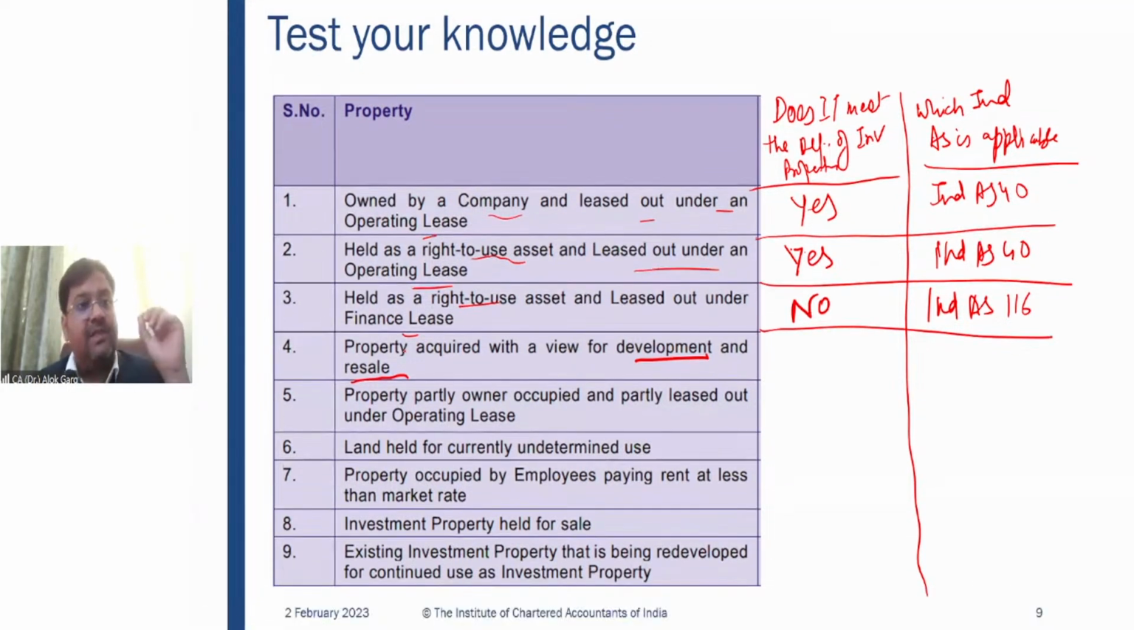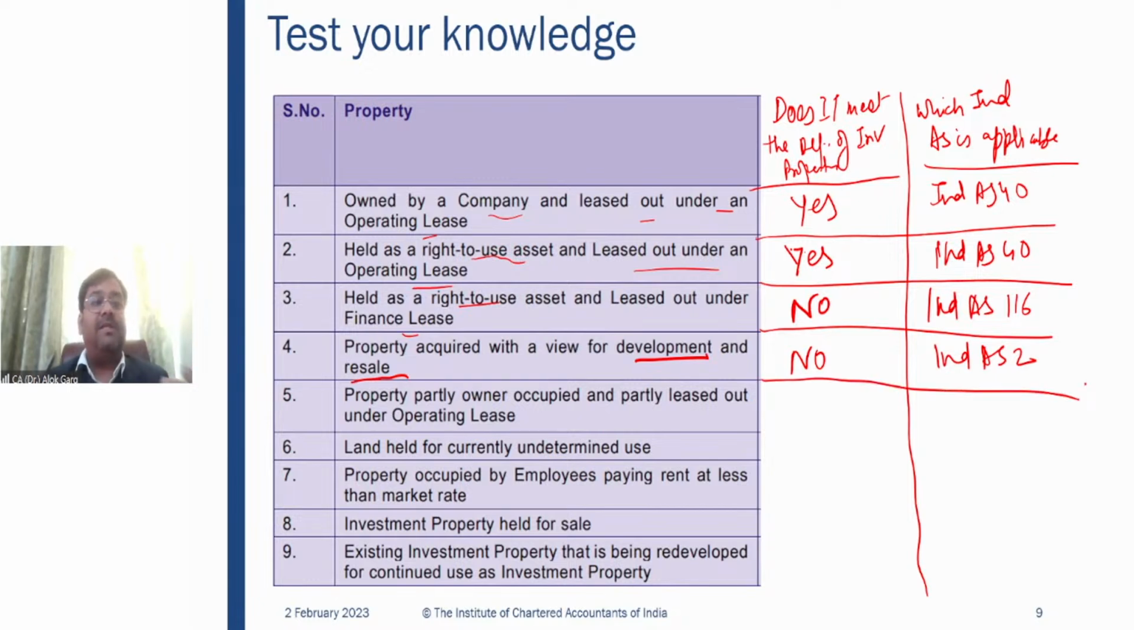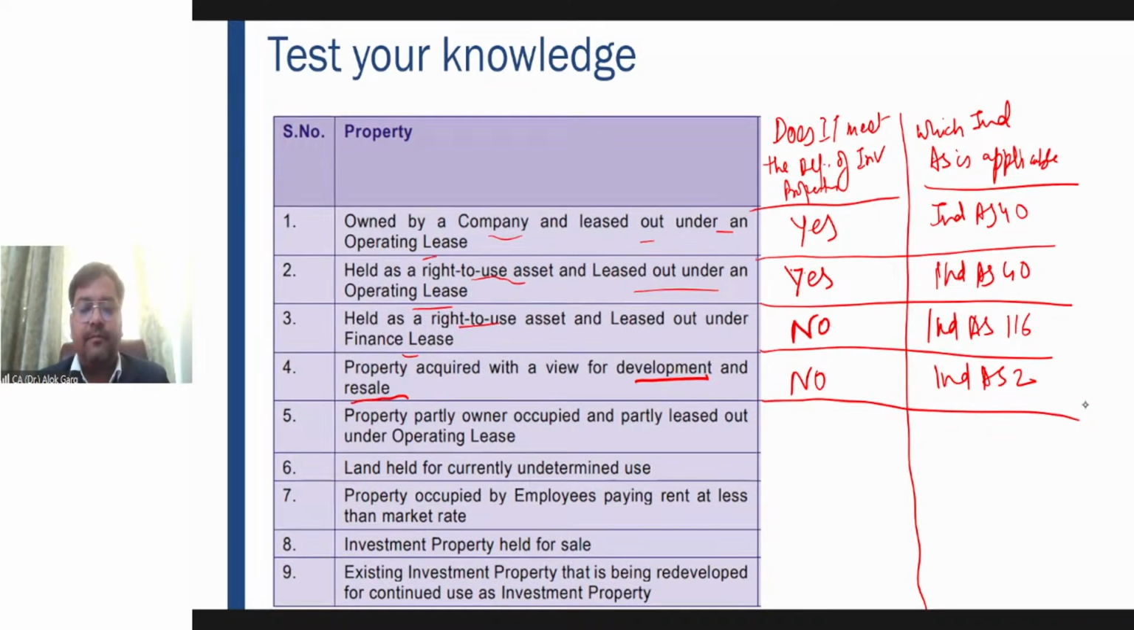The moment the property has been acquired, the intent is to develop and sell. So it means it is held for sale in the ordinary course of business probably. So it is not meeting the definition of investment property. It is meeting the definition of Ind AS 2. It is just like a raw material. The property has been purchased like a raw material, and it has to be made into finished goods, and then it has to be sold out, right? Is it clear? Is it clear, friends?